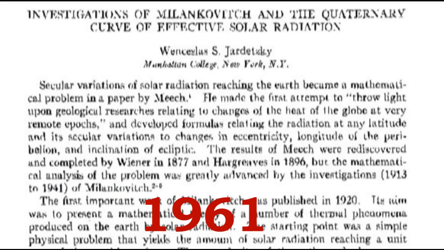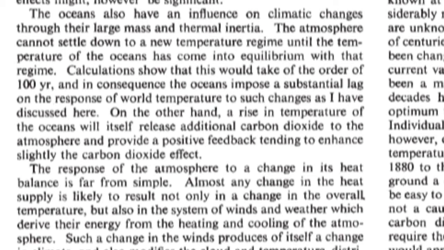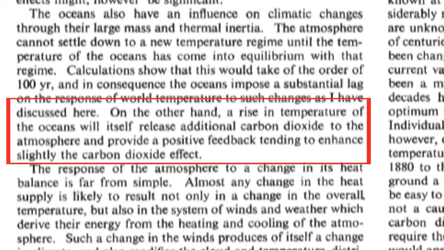Here's a paper going back half a century, explaining how orbital forcing was the likely cause, and by the 1970s that explanation was widely accepted. And by the 1970s, positive feedback was also well understood. Here's a Nature paper from 1972. It was talking about warming predicted because of a 20th century rise in carbon dioxide, but the same principle applies whatever the cause of warming: "A rise in temperature of the oceans will itself release additional carbon dioxide to the atmosphere and provide a positive feedback, tending to enhance slightly the carbon dioxide effect."